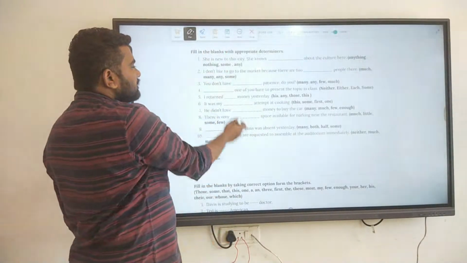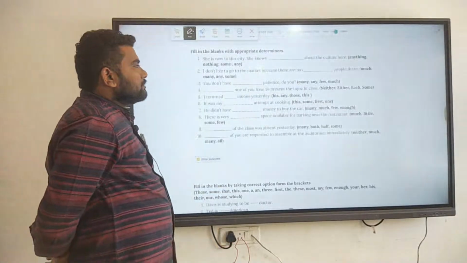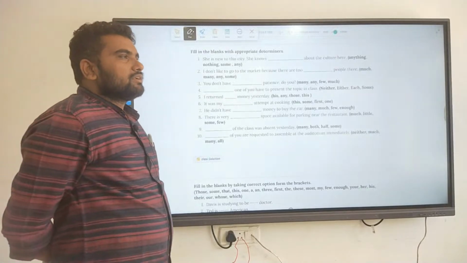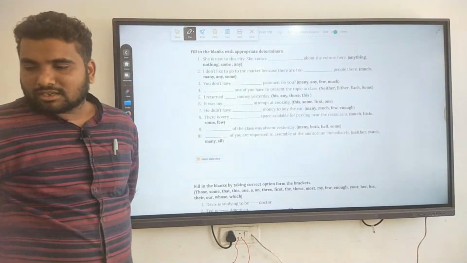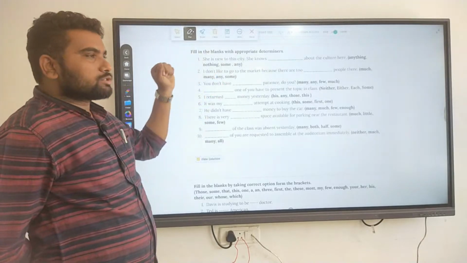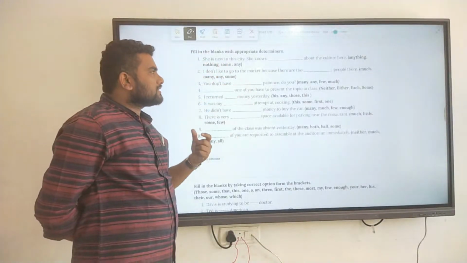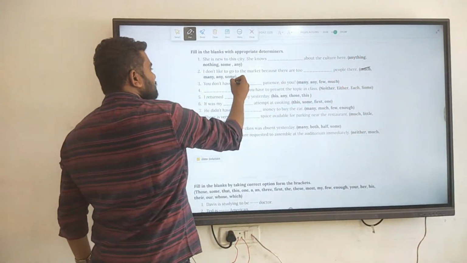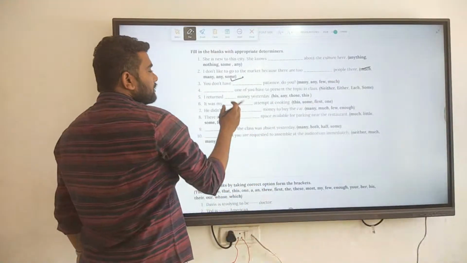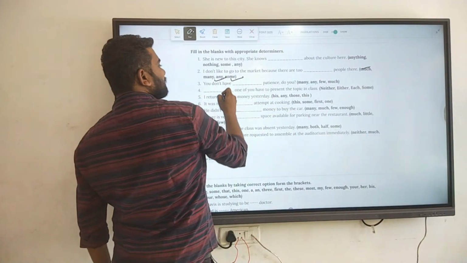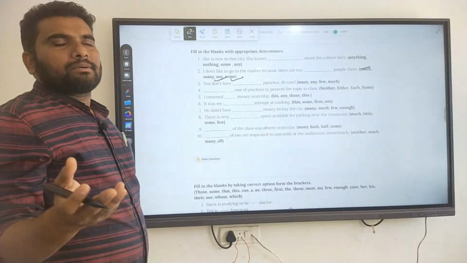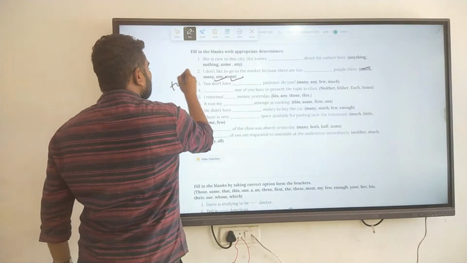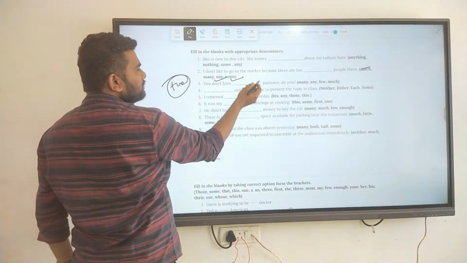The second question is, I don't like to go to the market because there are dash people there. Some people don't like crowds, and that is the reason for this sentence. I don't like to go to the market because there are dash people. Much is for uncountable. Some is a positive quantity, which is again uncountable. Any means like nothing, in a positive manner. And the answer is, I don't want to go to the market because there are many.